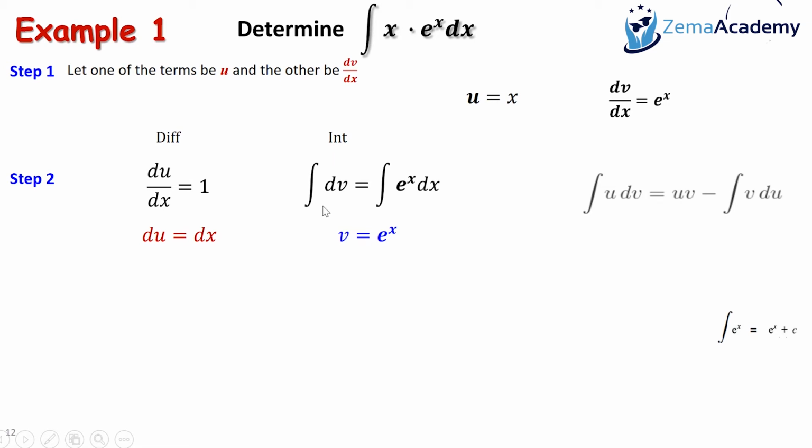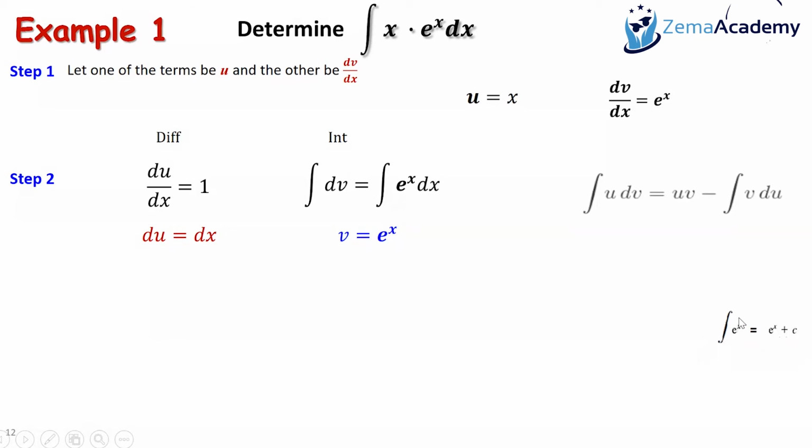So you see, integrate dv equals integral e^x dx. I have taken this dx on this side, so my equation becomes dv equals e to the power x dx, and I'm integrating both sides. If I integrate dv, I will get v, which is required in the formula. And integral e to the power x dx, when integrated, this is the answer.